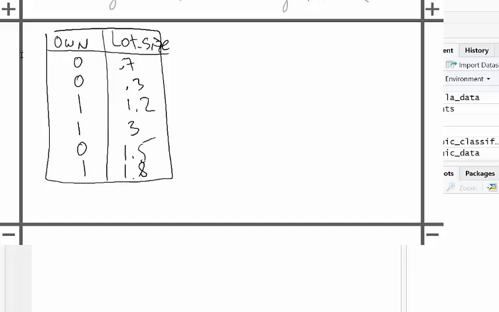I'm going to say, these are numbers. Zeros and ones are numbers, last time I checked. And the lot sizes are also numbers. Can I fit a straight line into this bunch of points? I think I can. So my data set really will look like this.